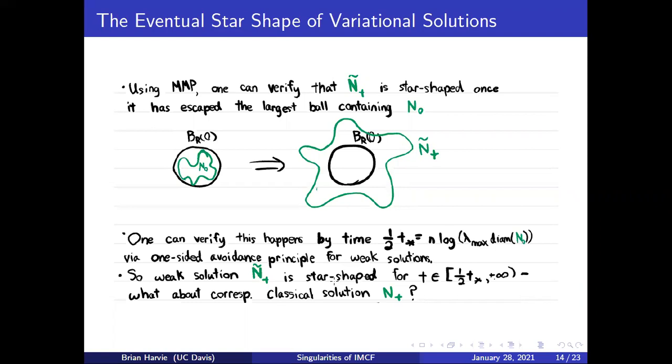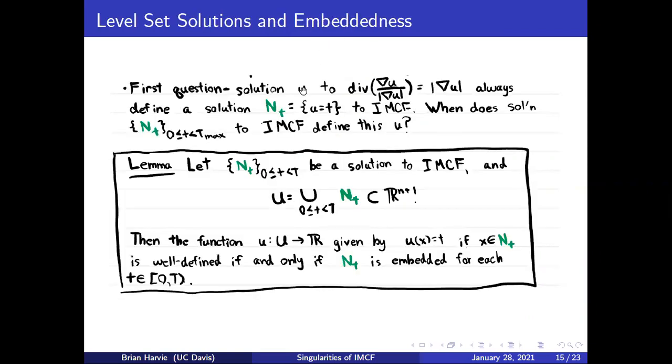Okay, well, this is nice. It tells us something interesting about weak solutions, but this entire presentation is supposed to be about classical solutions. So what can this tell you about a classical solution? Well, in order to answer this question, we need to ask, when does a classical solution define a weak solution? I was saying before that if you have a u over some domain in R^(n+1) that solves this PDE, its level sets will always satisfy inverse mean curvature flow.